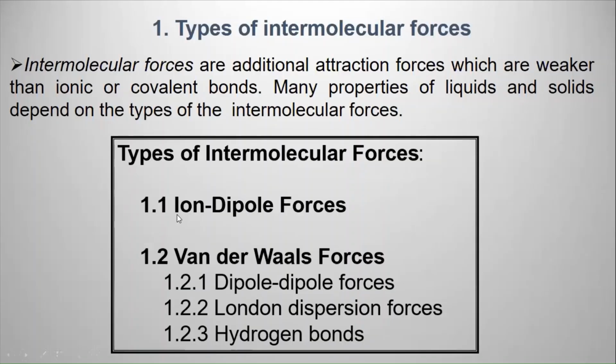We have 4 different types of intermolecular forces. The first type is ion dipole. And I explained to you before, when you hear the word ion, that means you have an ionic compound. Dipole means you have a polar covalent molecule. So this is an interaction between an ionic molecule and a polar covalent molecule.